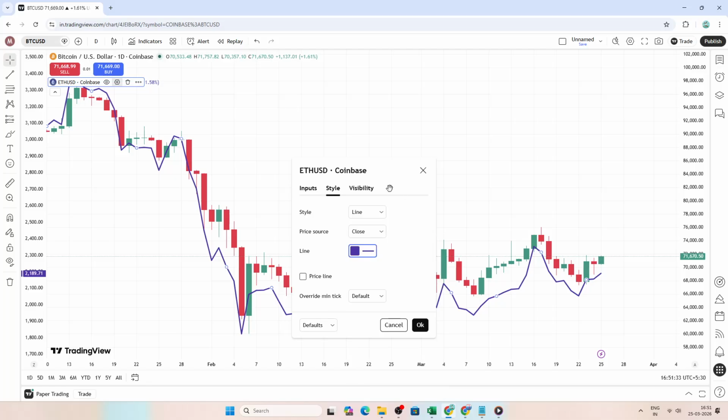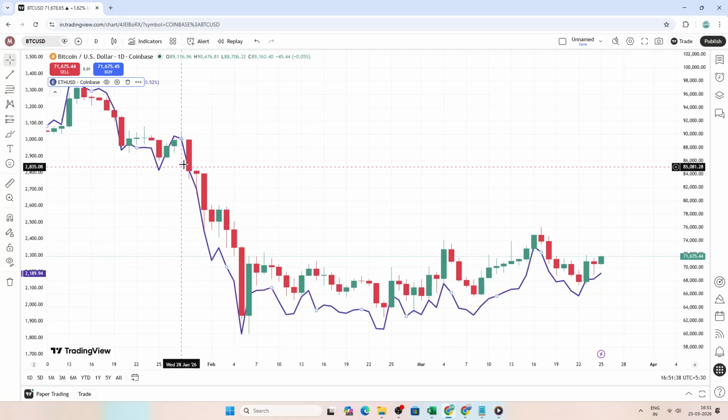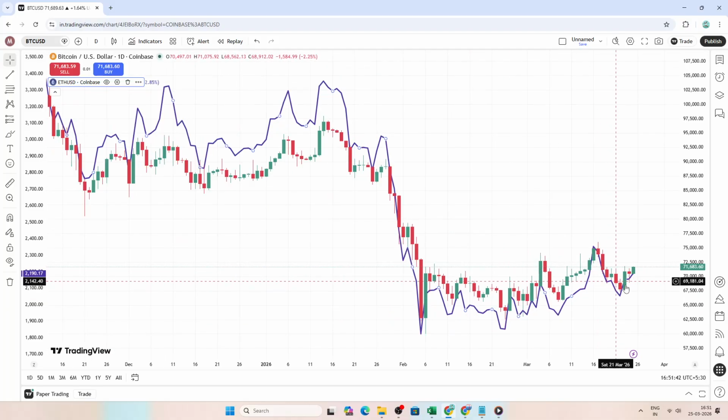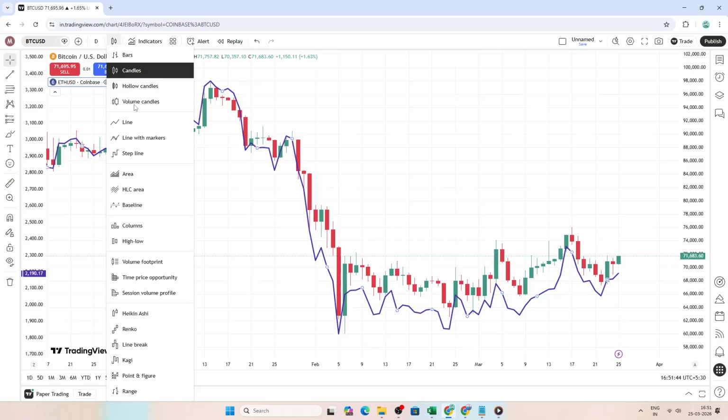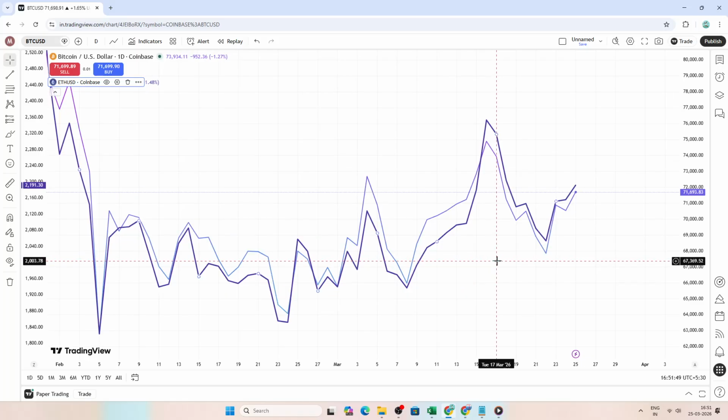Switch the chart type to a line view. The line chart focuses on closing prices, which strips out intraday noise and makes relative movement easier to see. Candlesticks are great for entries and exits. But for comparison, a clean line helps your eye track direction and pace more accurately across both instruments.